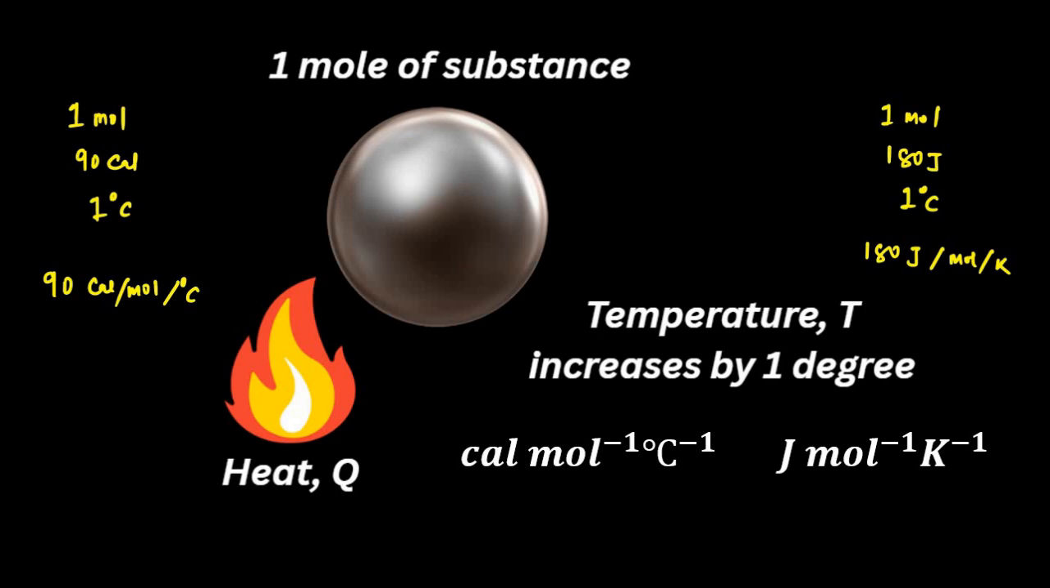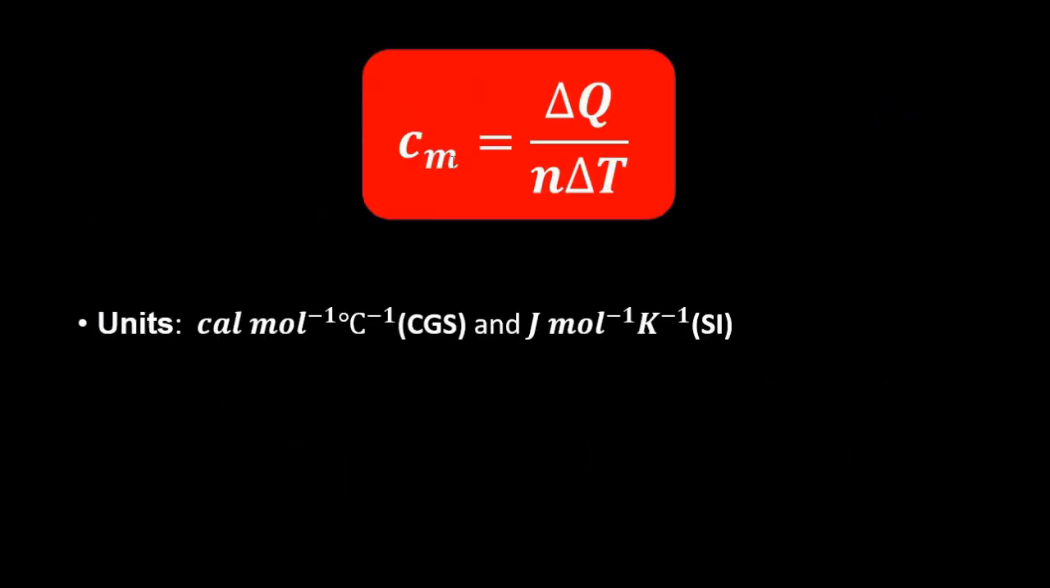Okay, so the molar specific heat is expressed as specific heat c subscript m, for the moles, the number of moles, that is equal to delta Q by n delta T, where delta Q is the heat energy that is required, n is the number of moles, and delta T is the increase in temperature. Its unit is calorie per mole per degree Celsius and joule per mole per Kelvin, CGS and SI respectively.